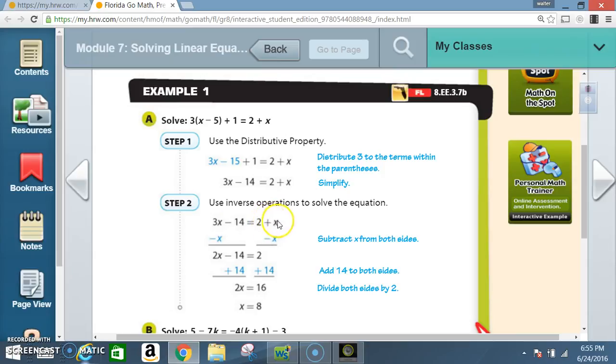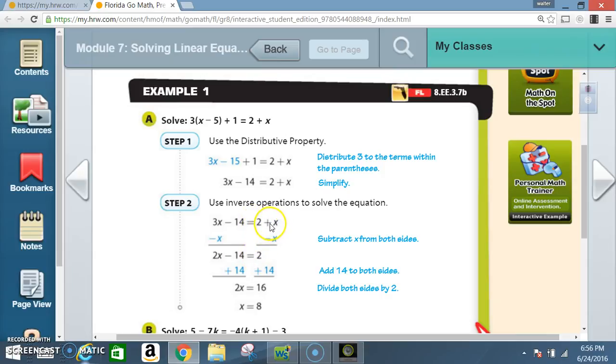Now to move this x, it's a positive x, we must use inverse operations. Inverse is kind of like another way of saying opposite. So what's the opposite of positive? Negative. So to each side I'm going to put a negative x. Now 3x minus 1x is 2x. Don't forget there's a 1 in front of the x that you don't see. You bring down that negative 14, that minus sign and the 14. Now you bring down the 2. There's nothing to add or subtract to that 2.